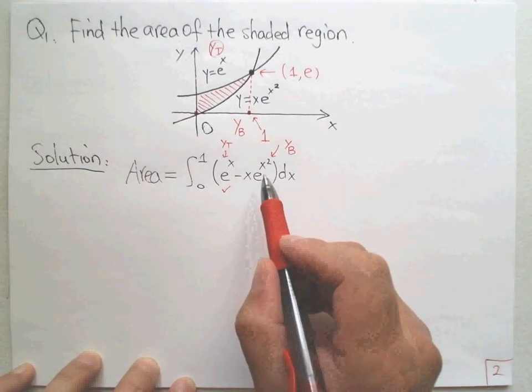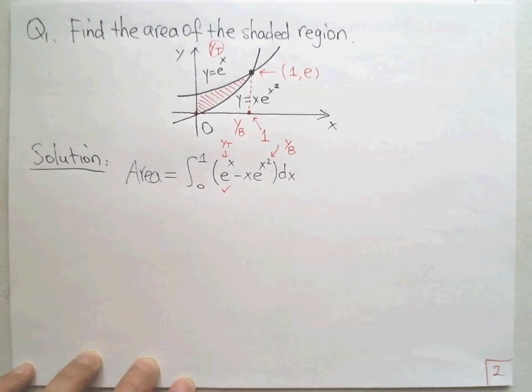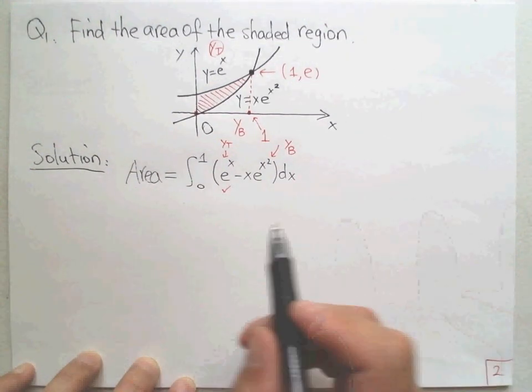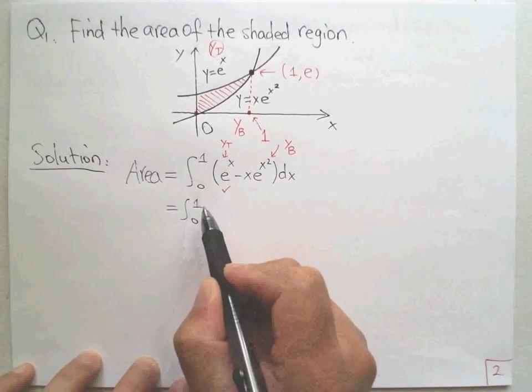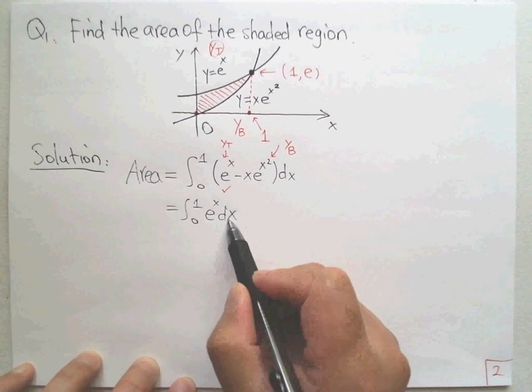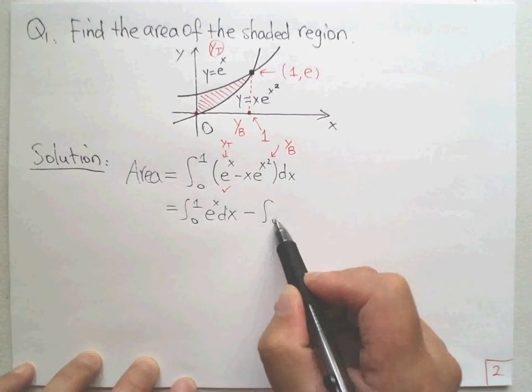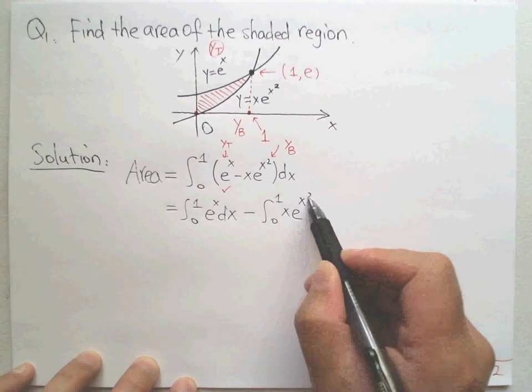But we can do substitution later. So first step, we separate it into two integrals. The first is the integral from 0 to 1 of e^x dx, minus the second, the integral from 0 to 1 of x times e raised to x squared dx.